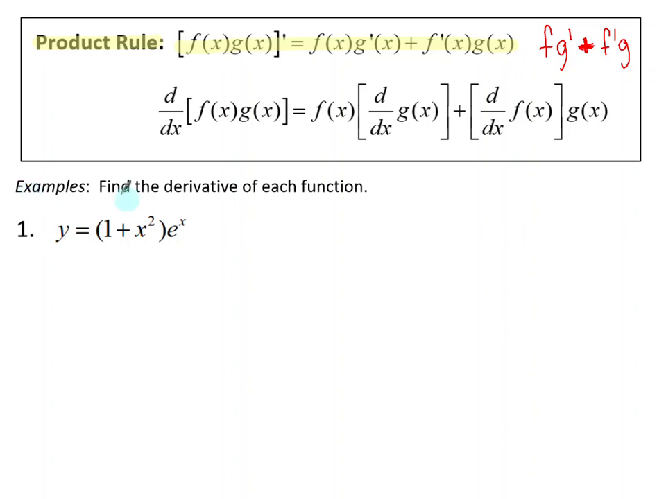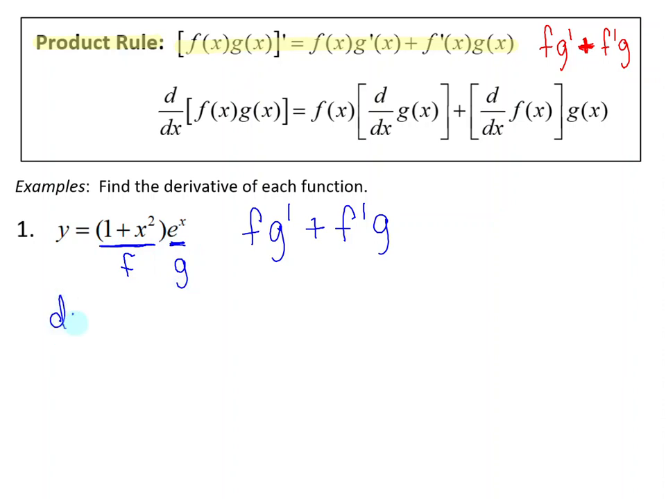Let's try this example. Find the derivative of each function. Number 1, y equals the quantity 1 plus x squared times e to the x. Now I notice this is a product of two functions of x. So I remember to use the product rule, and I'll jot that down, fg prime plus f prime g. The f and the g just refer to the two functions. I could call this first function f and this second function g.